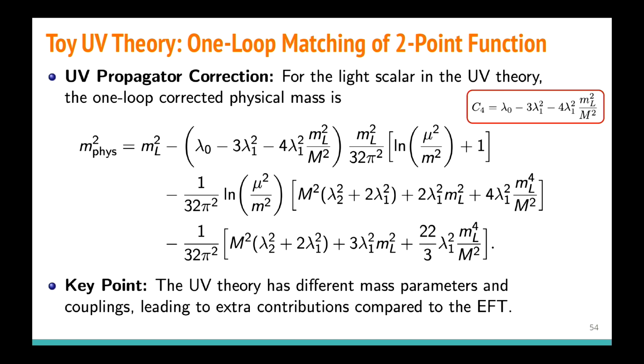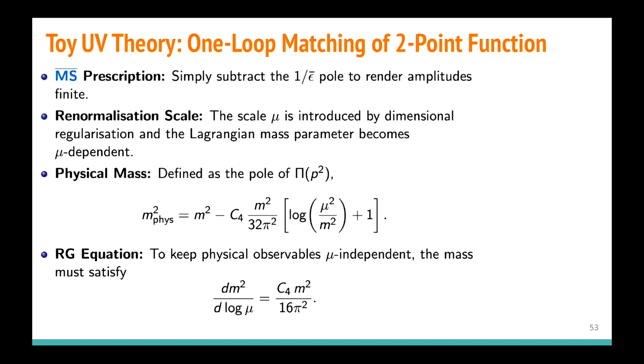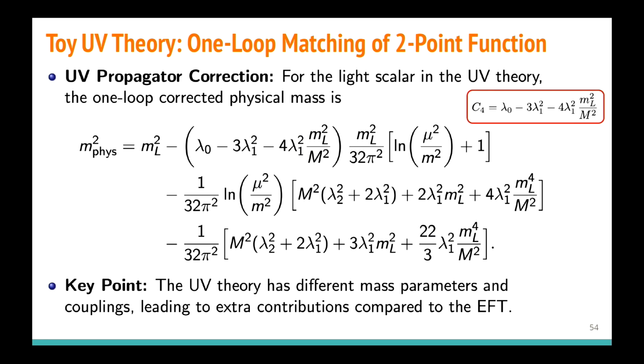So the UV theory will have a different mass parameter. So ml is different, and these couplings would be different, and these would lead to extra contributions compared to the EFT, because in the EFT we did not have these other diagrams. Here we have all these other diagrams, so we have to sum over the amplitude from this and this. So now what we do is that we match these two.